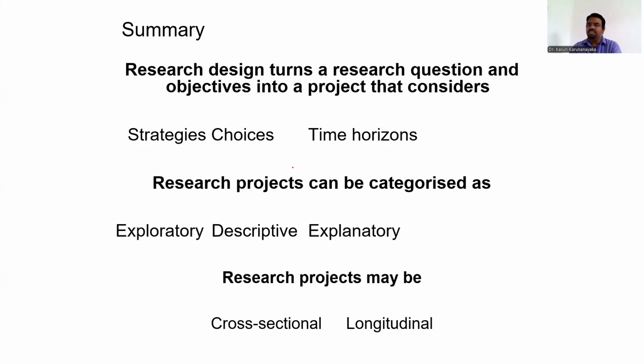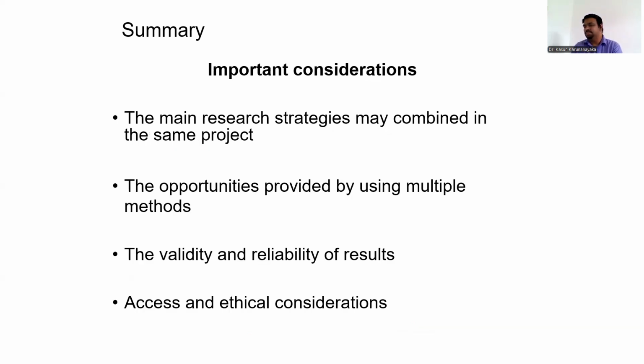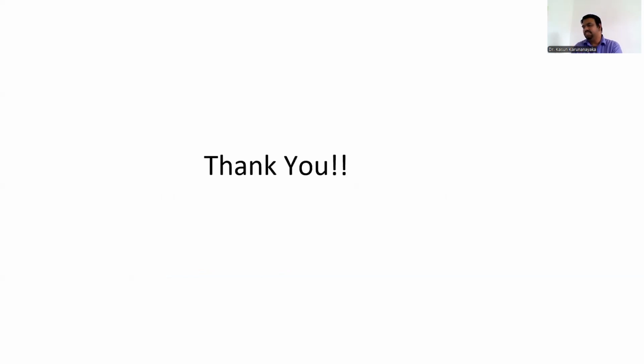So in summary, what we have discussed is we need to make research choices, strategies, time horizons, right? And we need to come up with a good research design. So that is exploratory, descriptive, explanatory. These are some examples of research designs. You can use cross-sectional or longitudinal data collections, and you can select analysis techniques. Important considerations: you need to worry about the validity and reliability of research. You need to follow ethical considerations. So that is the summary of what we have discussed.